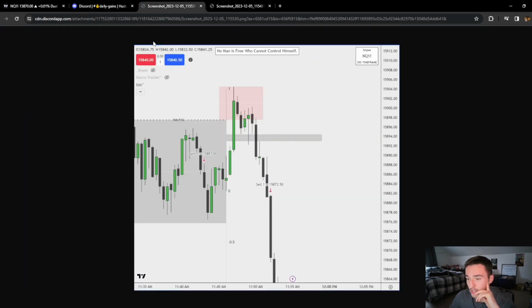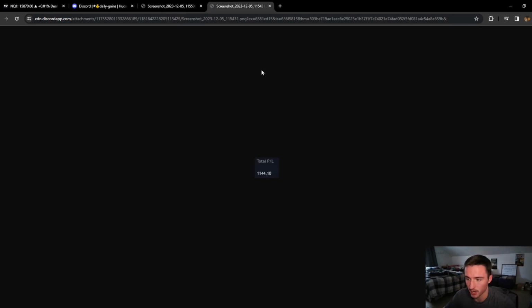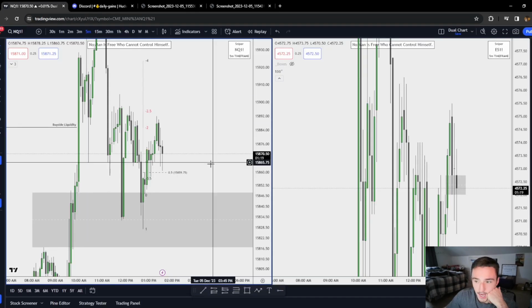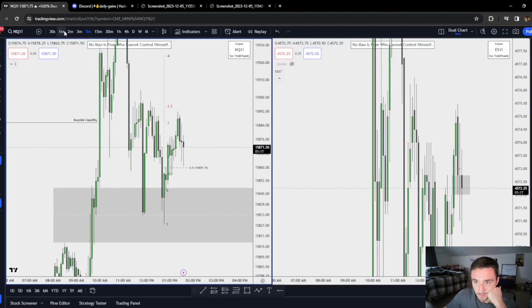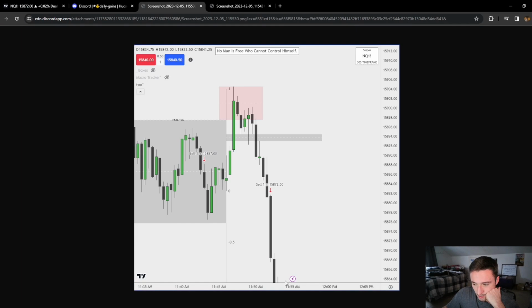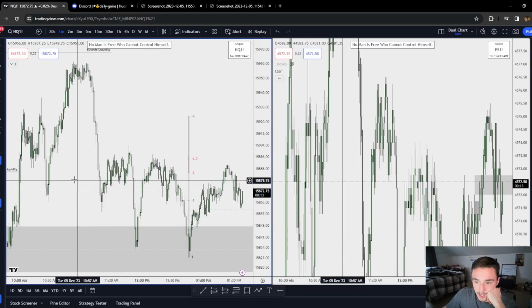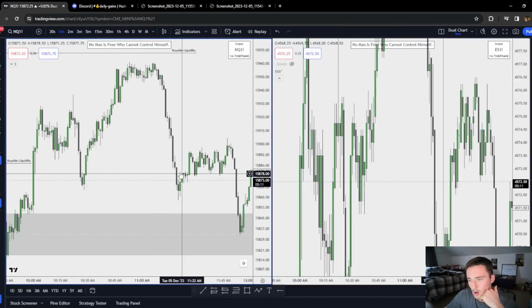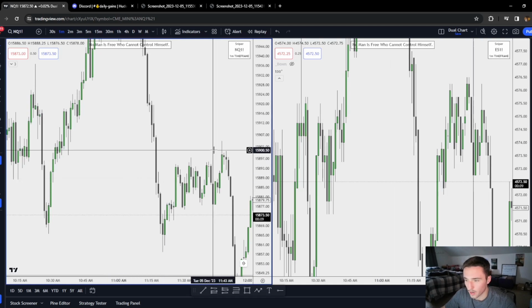So this is the screenshot I sent in the Discord. I had an early short, but I was okay with holding in this drawdown. I'll go over the trade. I'm up about 1.1k, and let's go over the trade. So what time was this? So like 11:50. So 11:50 right here.